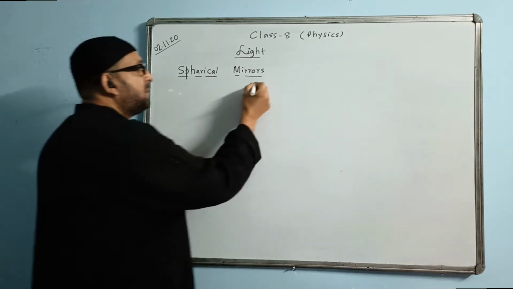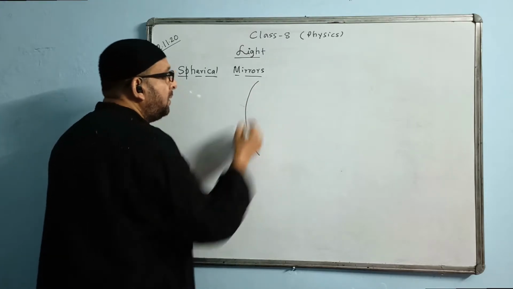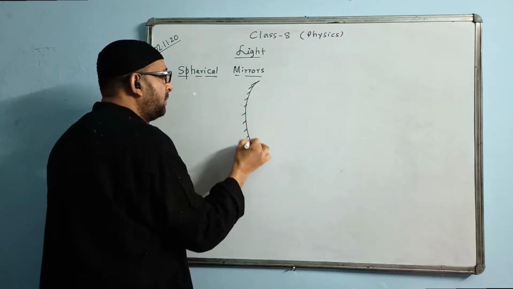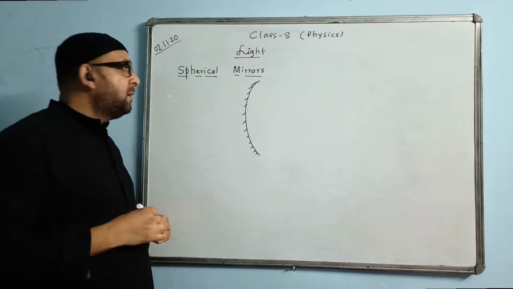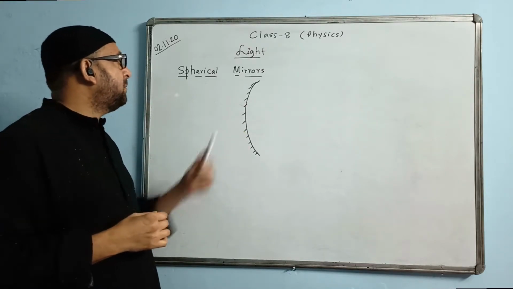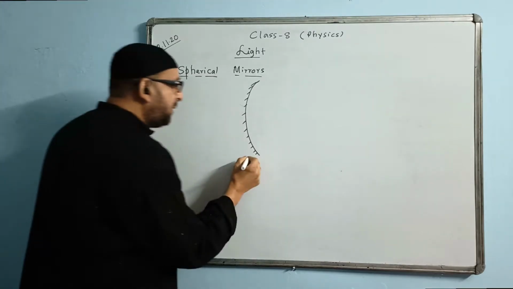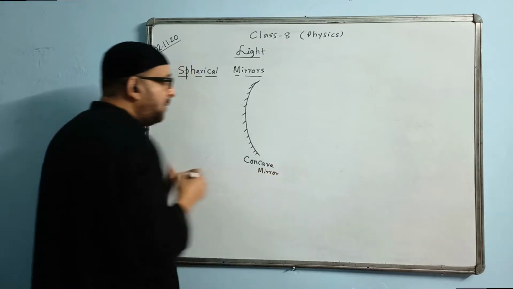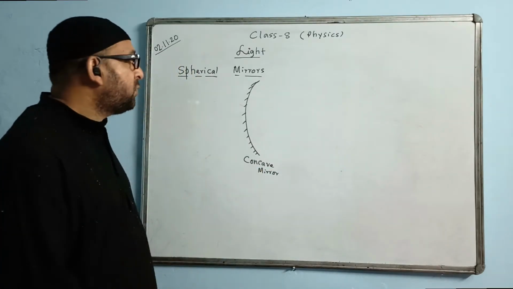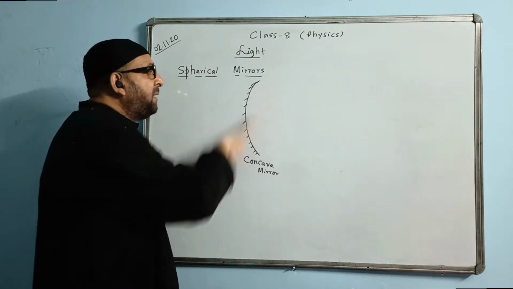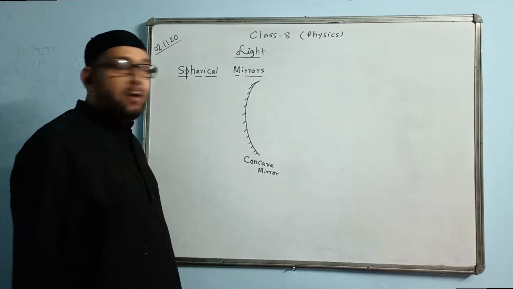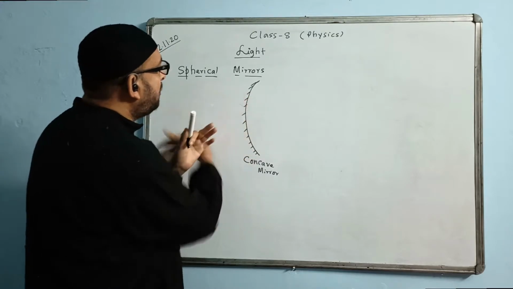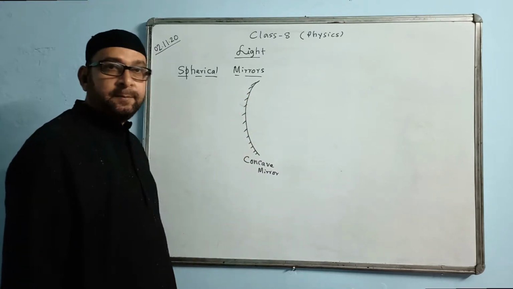A concave mirror is like this. This surface is polished like this. Such a shape is called a concave mirror. The mirror whose flattened portion can receive the light, or whose bulging portion is polished, is called a concave mirror.